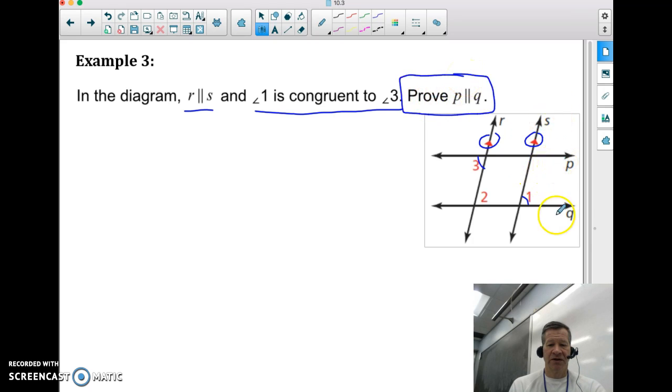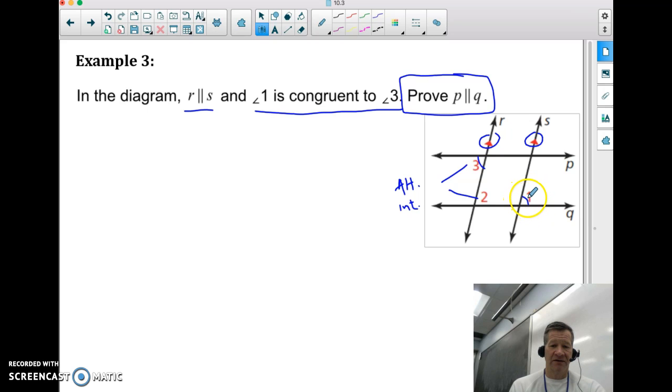Well, in order to know these two lines are parallel, I need to know that some of the angles formed by these two lines are congruent. It depends what kind of angles we have. I notice that angles 2 and 3 here are alternate interior. If I can prove those are congruent, then I'll know that P and Q are parallel, right? All I know right now is that 1 and 3 are congruent, and they're formed by two completely different transversals, so I don't know what to call that angle pair.